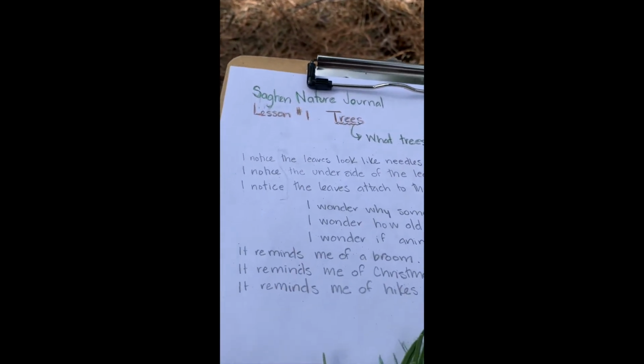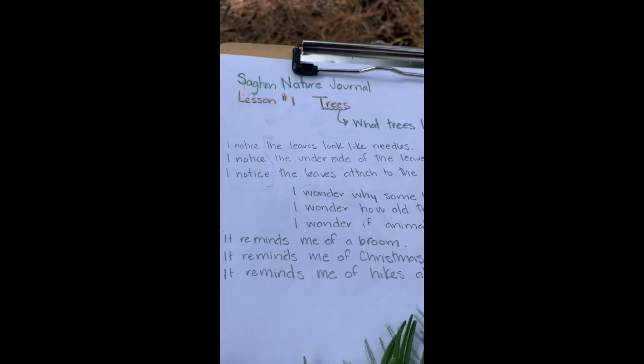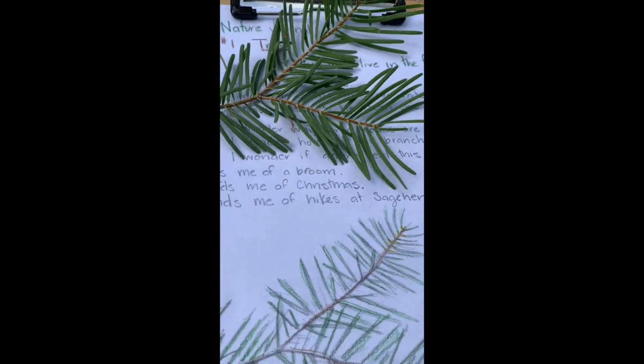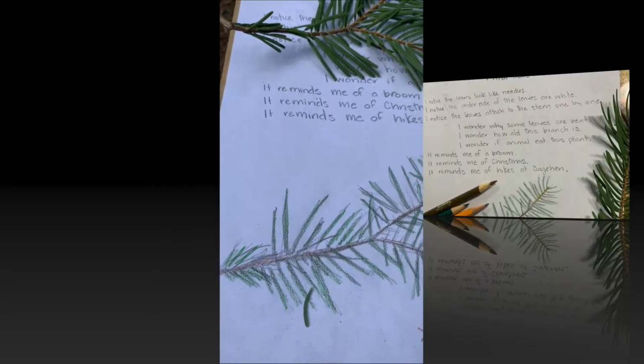After you complete your observation statements, the next part is to create a detailed scientific sketch of your branch.